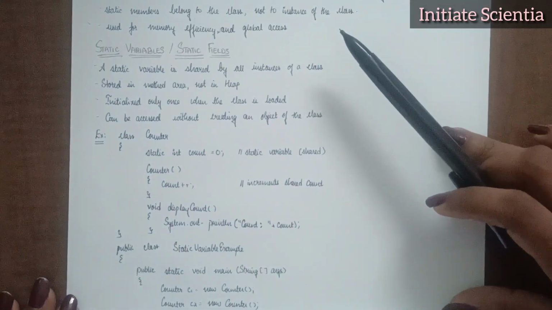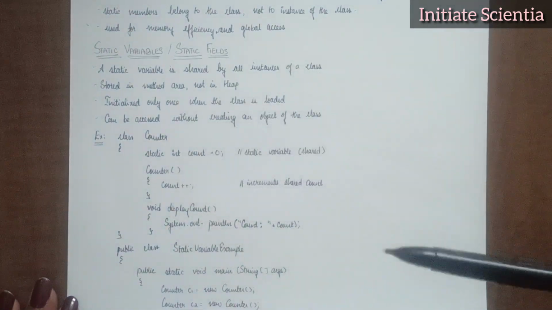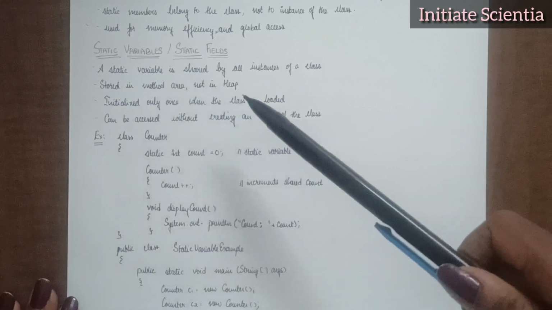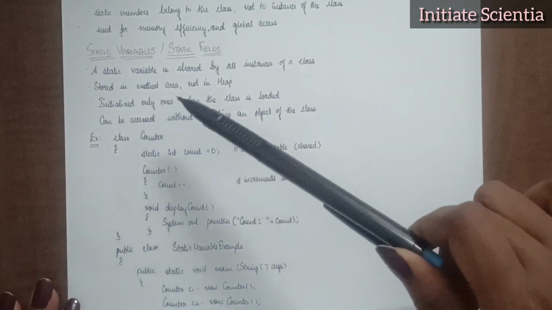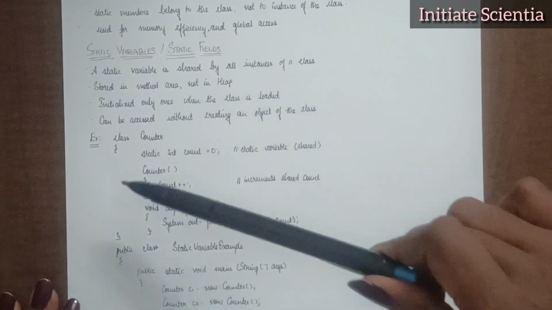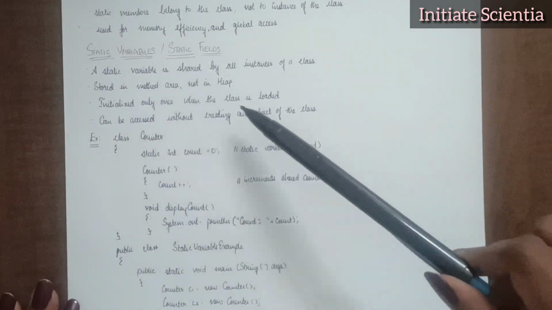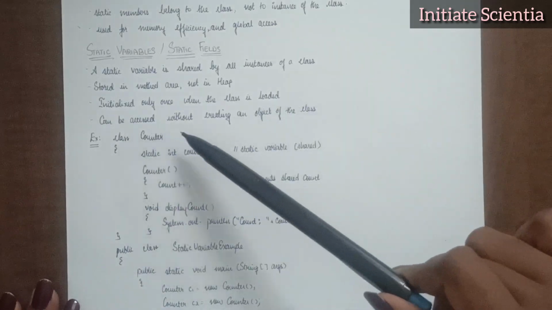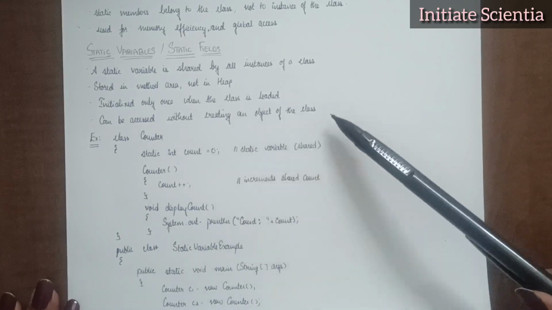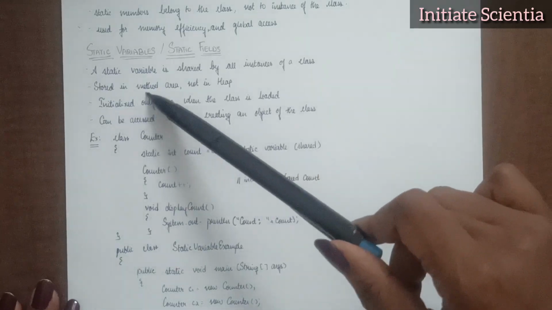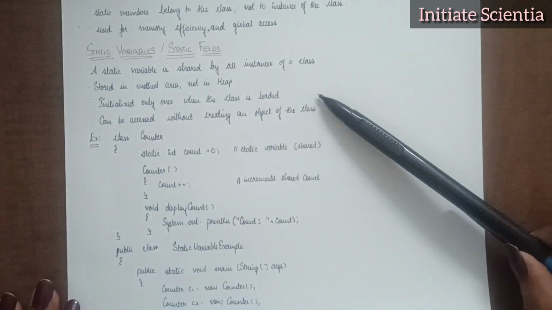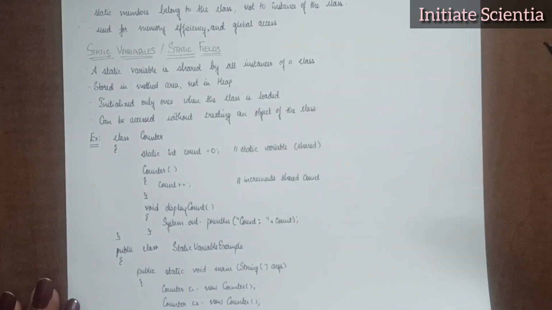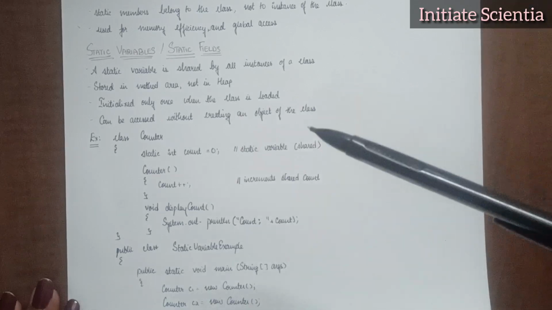Next, let's see static variables, or static fields. A static variable is shared by all instances of a class. It is stored in the method area, not in the heap. It is initialized only once when the class is loaded, and can be accessed without creating an object of the class. So here it's showing stored in method area, not in heap. If you want to know more about memory management in Java, do check out the videos posted on my channel. The link is somewhere over here.